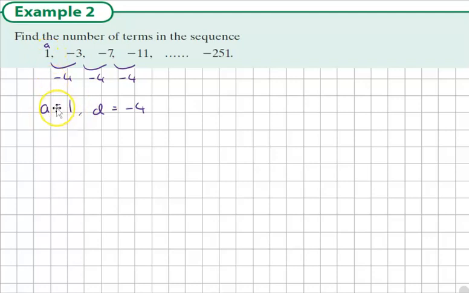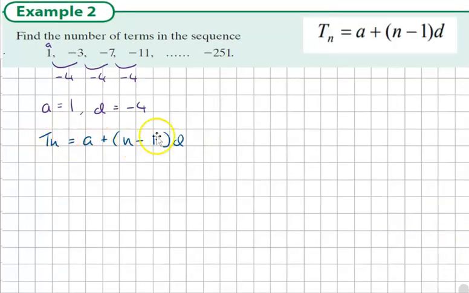So A is equal to 1, the first term. We work out the difference between the terms. To get from 1 to minus 3, it's minus 4. From minus 3 to minus 7, it's minus 4. From minus 7 to minus 11 is minus 4. So we see minus 4 is a common difference. So D is equal to minus 4, and that means it's an arithmetic sequence. So the first difference is the same.